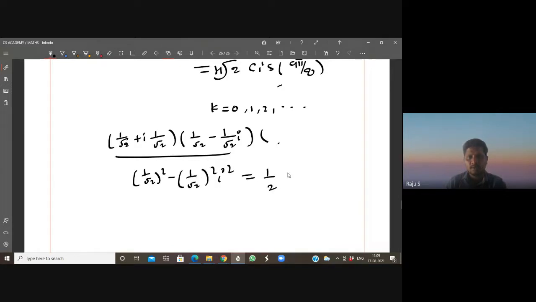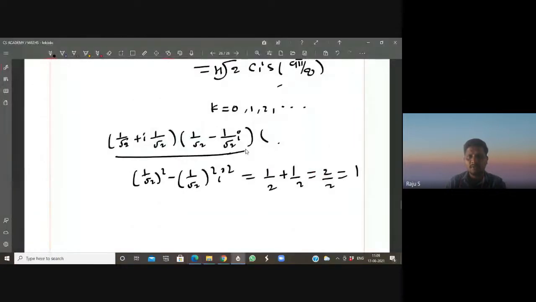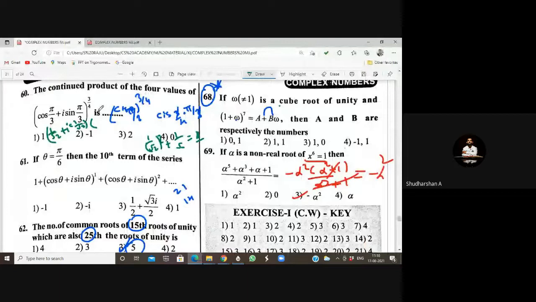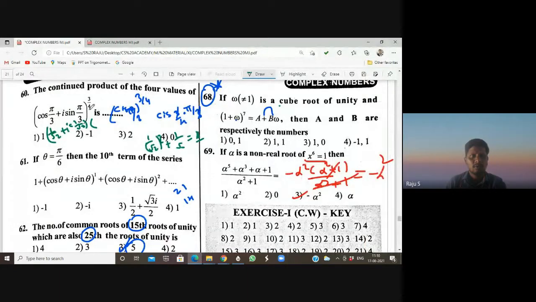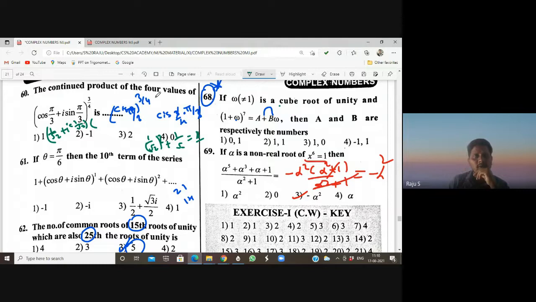1 by 2 plus 1 by 2, that is 2 by 2, this is 1. So generally here what will happen? The product of the first two values continuously becomes 1. The same next two values also become 1. So how did you get 1 by root 2 minus 1 by root 2? When I multiply this by pi by 4, we are getting pi by 4 in the first quadrant. Am I right? So continuously 4 values in the second quadrant, third quadrant, fourth quadrant, like that we'll get.